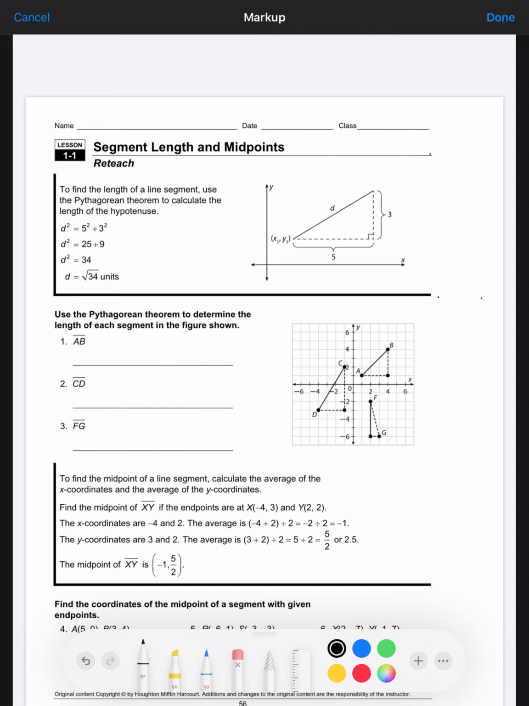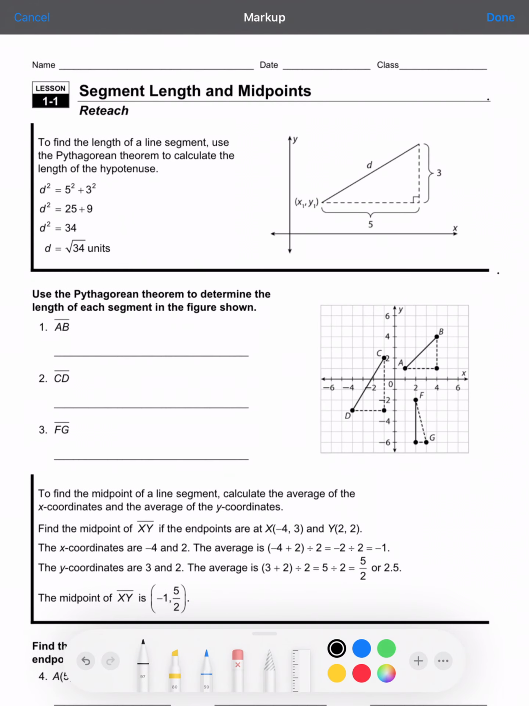Students, today I'm going to explain to you some important questions in grade 10. First point, how to find the length of a line segment using the Pythagorean theorem to calculate the length of the hypotenuse. Now let me show you some examples here.